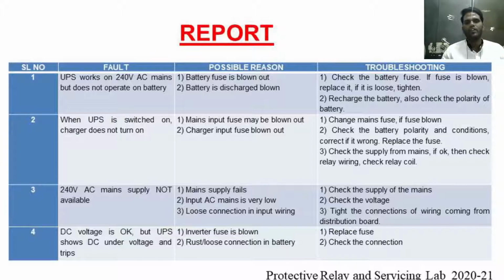So the fourth one is that the DC voltage is okay, but the UPS shows DC under voltage and trips. The reason may be that the inverter fuse is blown, or there is rust or a loose connection in the battery section. For this one, I need to replace the fuse in the inverter section or check the connections from where the battery has been blown out.